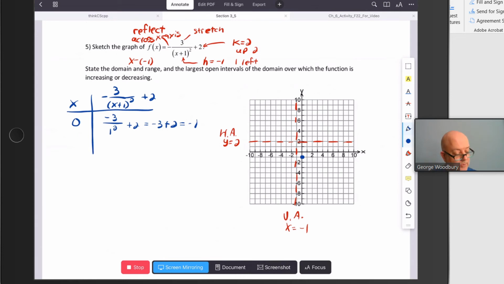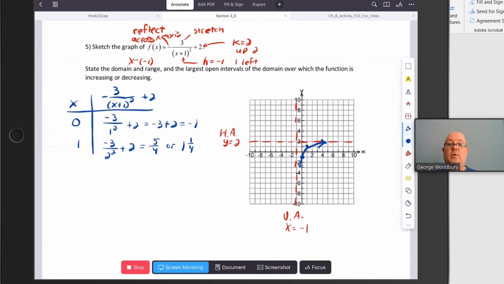If we try x equals 1, we're going to have negative 3 over 2 squared plus 2. That's negative 3/4, and negative 3/4 plus 2 is 5/4, or 1 1/4. So when x was 1, we're up at 1 1/4. I can start to get an idea for how this is going to go. Then I can use symmetry on the other side.